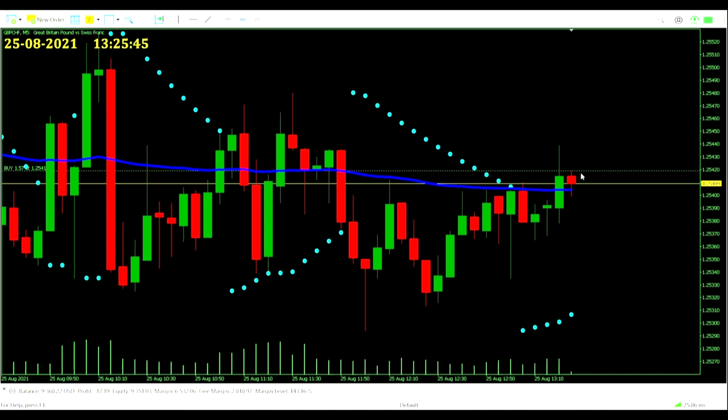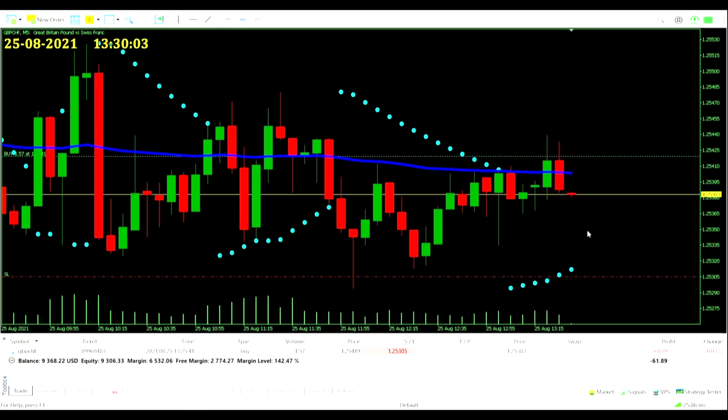And we are in once again. The buy trade is here. The moving average ticking up, looking a little bit flat again at the moment. Price coming quite heavily against us.